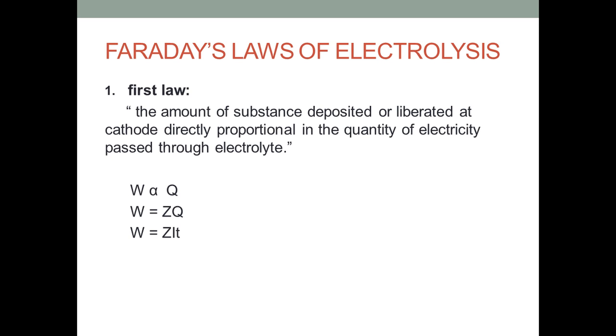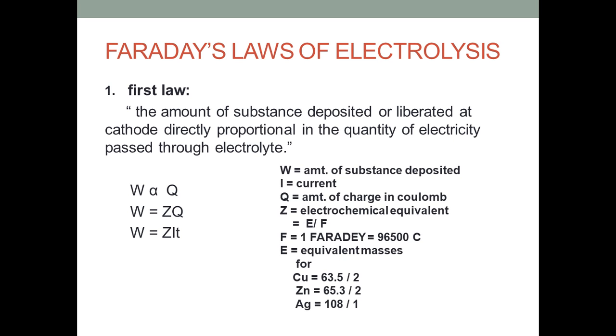Z is the electrochemical equivalent, and its value is equal to E by F. E means equivalent mass. F means Faraday, which has a value of 96500 coulomb. I is the current measured in ampere. T is the time calculated in seconds. So these are the abbreviations we use in these formulas. W is the amount of substance deposited on the cathode. I is the current measured in ampere. Q is the amount of charge in coulomb. Z is the electrochemical equivalent, whose value is equal to E by F, where E is the equivalent mass and F is the Faraday. 1 Faraday is equal to 96500 coulomb.